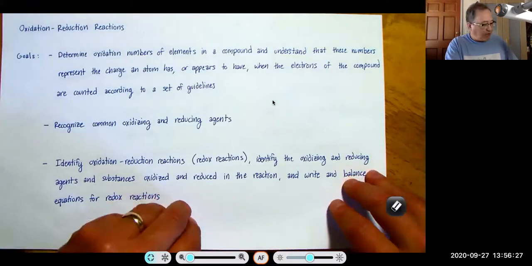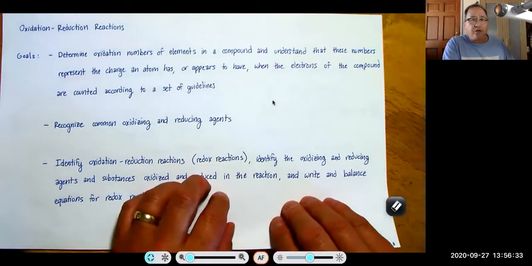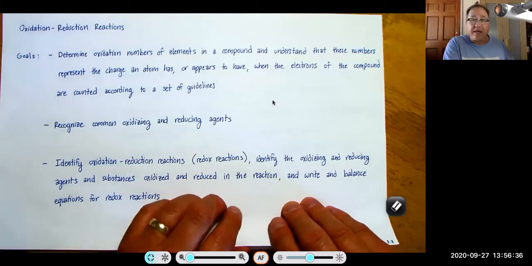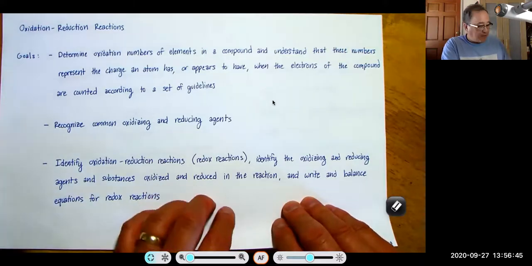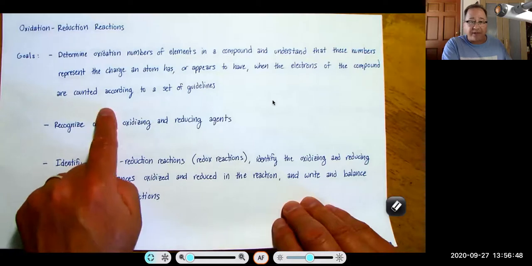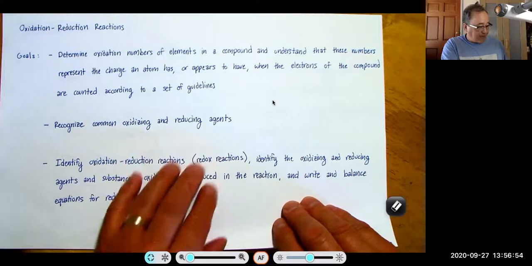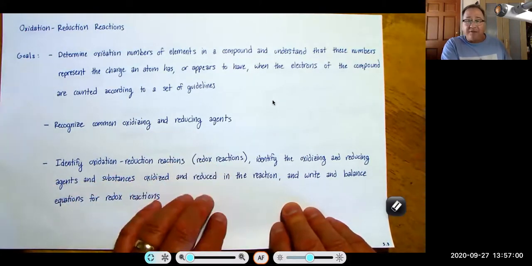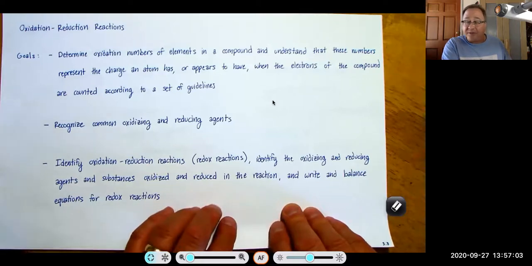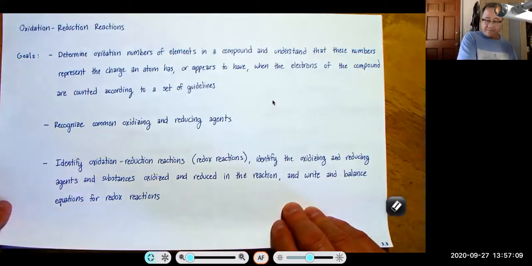Okay, in this section, we're going to look at oxidation reduction reactions or redox reactions. The goals are to determine oxidation numbers of elements in a compound and understand that these numbers represent the charge an atom has or appears to have when the electrons of the compound are counted according to a set of guidelines. Recognize common oxidizing and reducing agents. Identify oxidation reduction reactions, redox reactions. Identify the oxidizing and reducing agents and substances oxidized and reduced in the reaction, and write and balance equations for redox reactions.